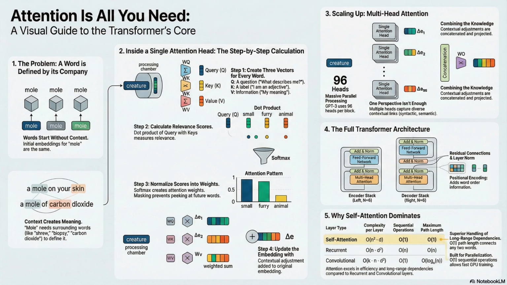We can use a simple analogy: a noun getting its context from adjectives, like in the phrase, fluffy blue creature. Right. So to do this, every single word in the sequence takes on 3 roles at the same time. It's a seeker, it's an identifier, and it's a supplier. And these roles are played by 3 new vectors we create: the query, the key, and the value. You get all 3 by multiplying the word's initial embedding by 3 different learned matrices, WQ, WK, and WV.